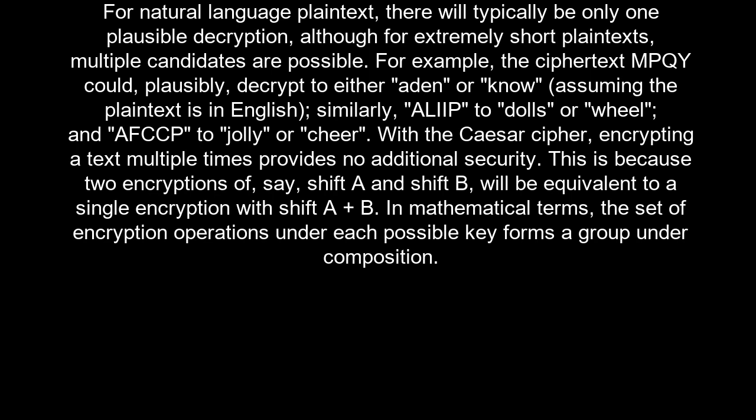With the Caesar cipher, encrypting a text multiple times provides no additional security. This is because two encryptions of, say, shift A and shift B, will be equivalent to a single encryption with shift A plus B. In mathematical terms, the set of encryption operations under each possible key forms a group under composition.